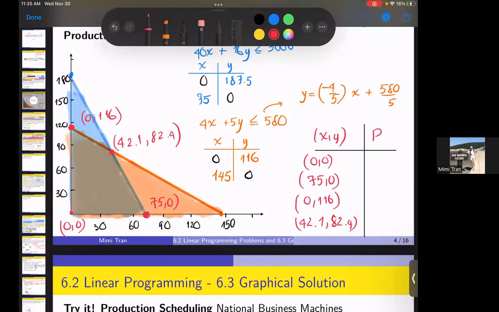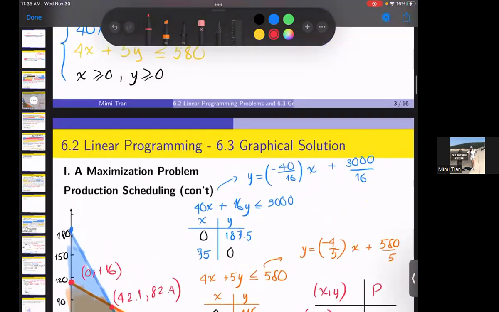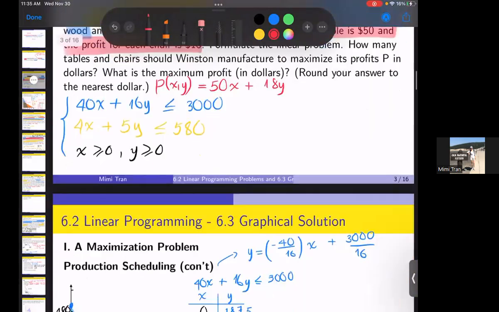What equation do you use? P, the profit function. The P right here, 15x plus 80.